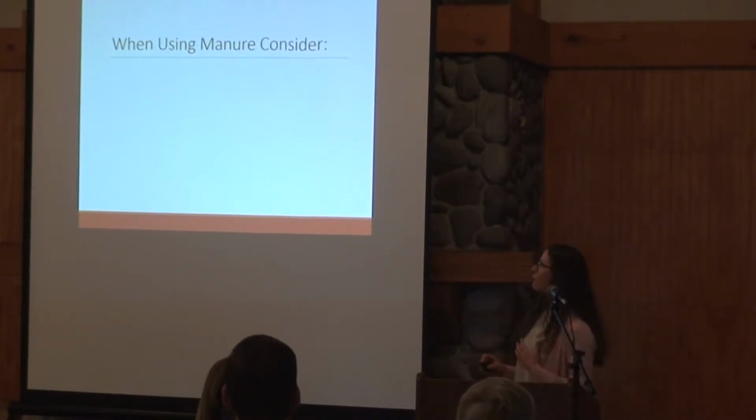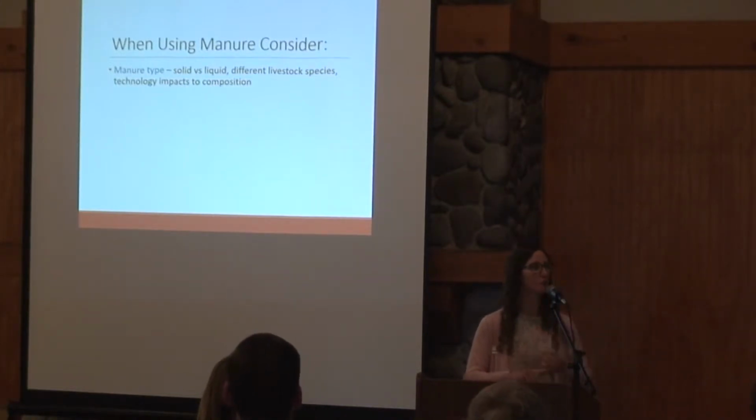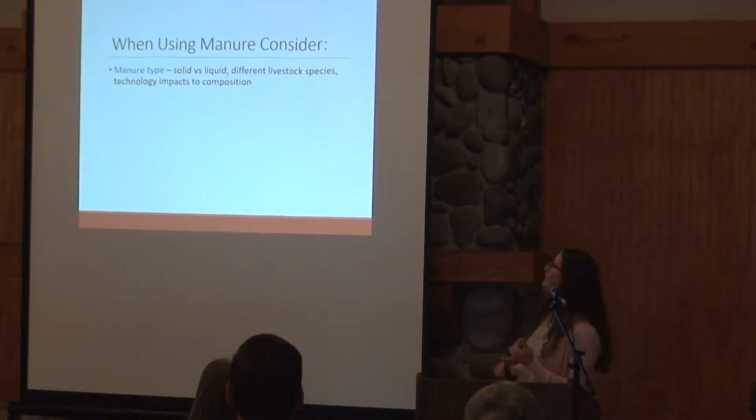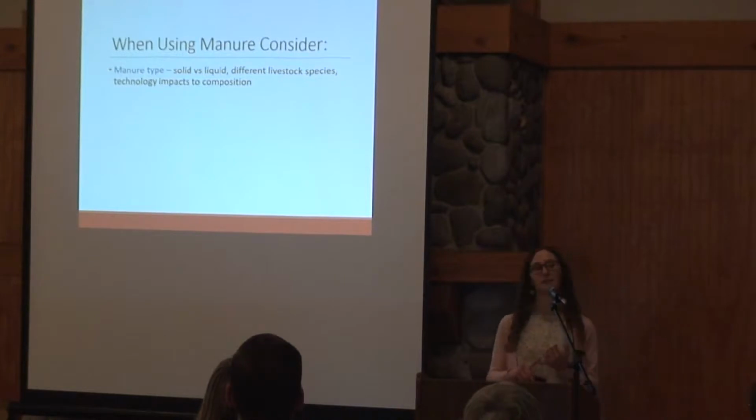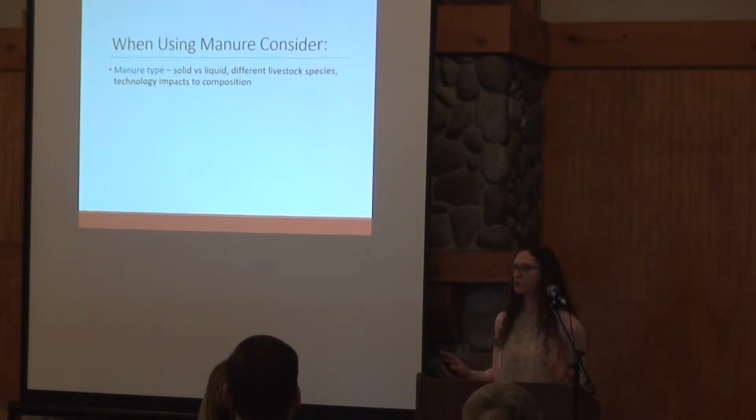So I want to talk about a few key pieces here. So manure type: solid versus liquid manure versus if you do any type of a composting process. Difference between species. Technology impacts on the composition of manure if you separate solids. All of those things very greatly and significantly impact the nutrient value of your end product. Don't assume you put a separator in this year that the rates you put out the year before are the same thing you can put out now. You've totally changed your product.